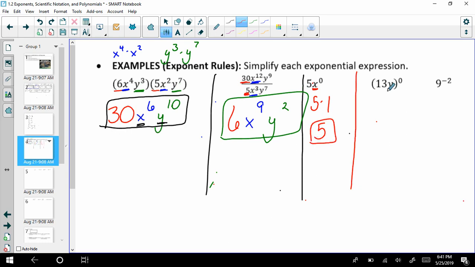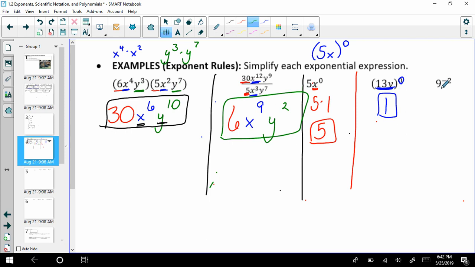Now the next one, this is why I put these next to each other in the notes. The next one, the answer is just 1 because the entire thing was raised to the 0. Those parentheses are very important. If the previous one, if they would have written it like this, that would have just been 1 because the entire thing was raised to the 0. So watch out for that.